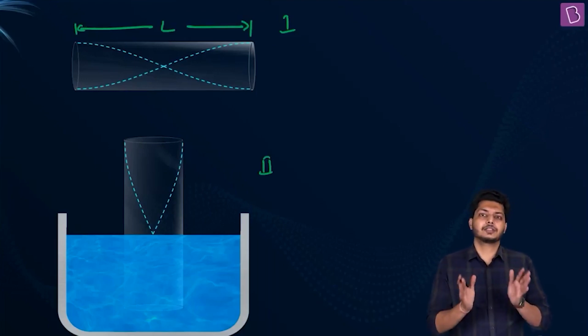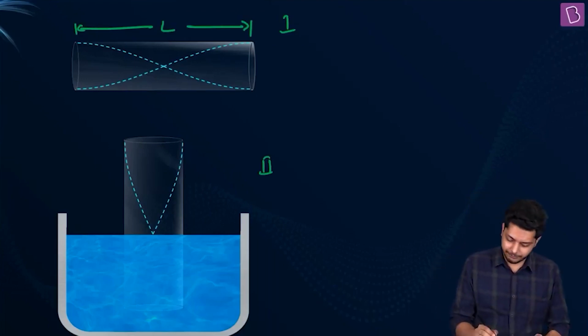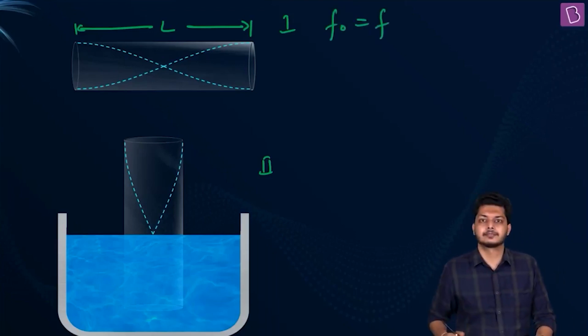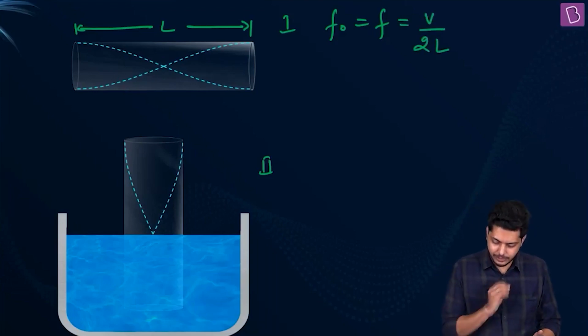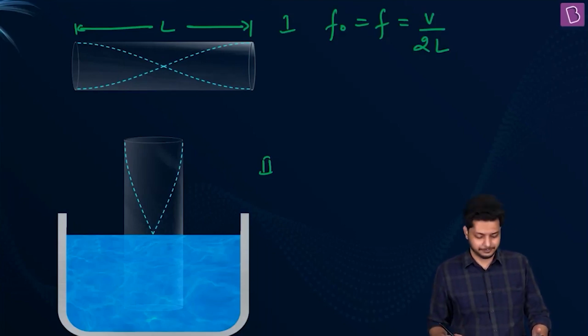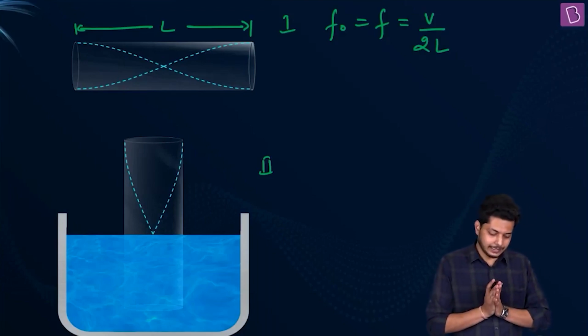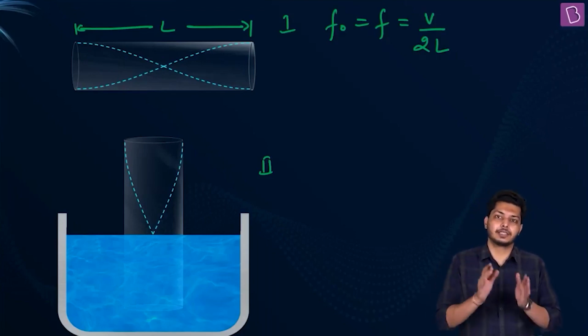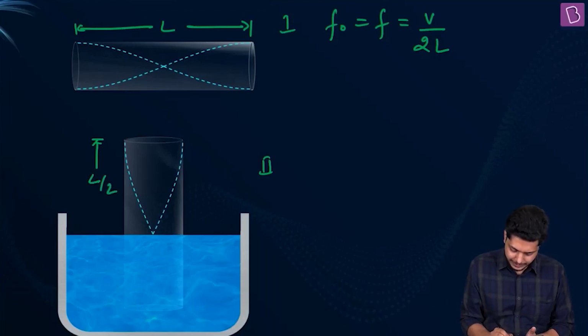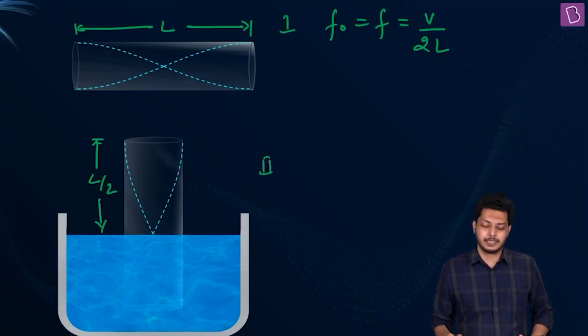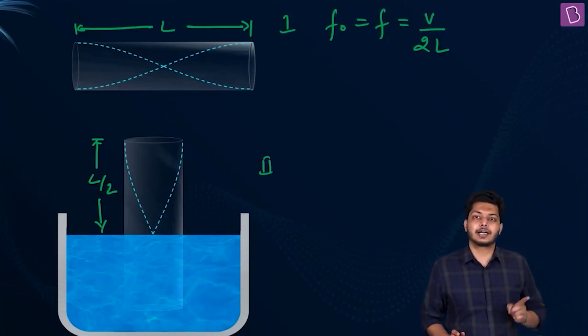Now, talking about the first case. In the first case, it is given that the fundamental frequency f0 is f. Now this is an open organ pipe, correct? If this is an open organ pipe, what should be the fundamental frequency? Tell me. It will be v by 2L. Is that fine? Yes. Now coming to the second case. In the second case, this open organ pipe has been dipped in water, up to half the height. So this length will be L by 2. Correct? Now where does your imagination drive you? In the second case, we can see that we have a closed organ pipe.